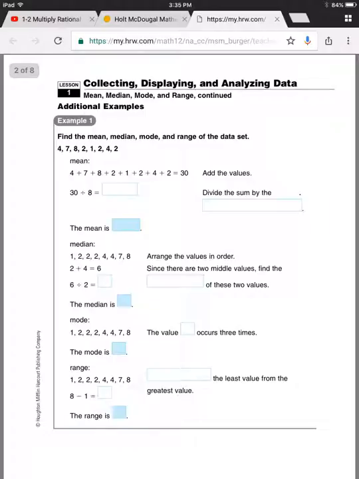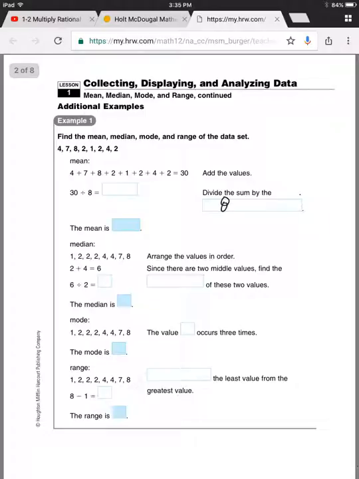So the first thing, on example 1, we're going to find all four things. We're going to find the mean, median, mode, and range of the data set 4, 7, 8, 2, 1, 2, 4, 2. Okay? Now the mean is where you take all those numbers and add them together. If you do, you get 30.